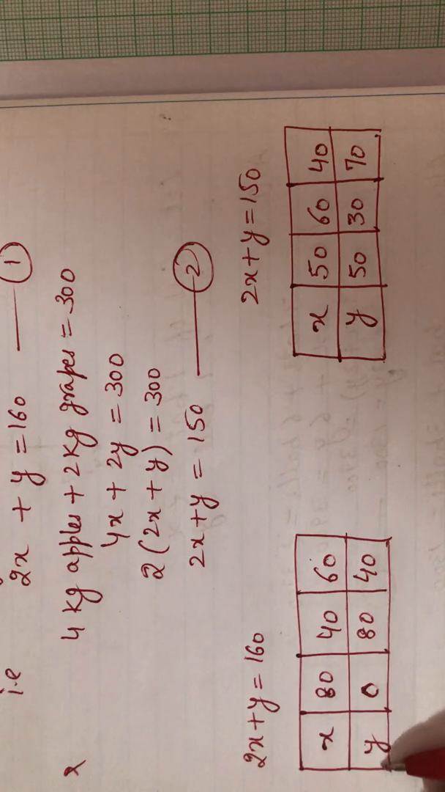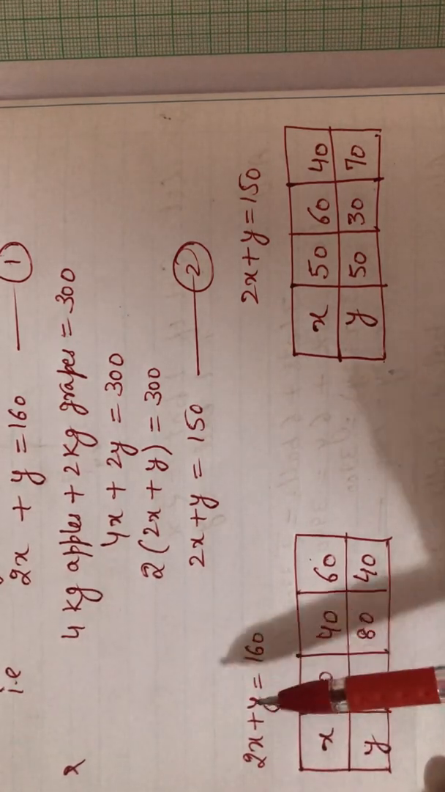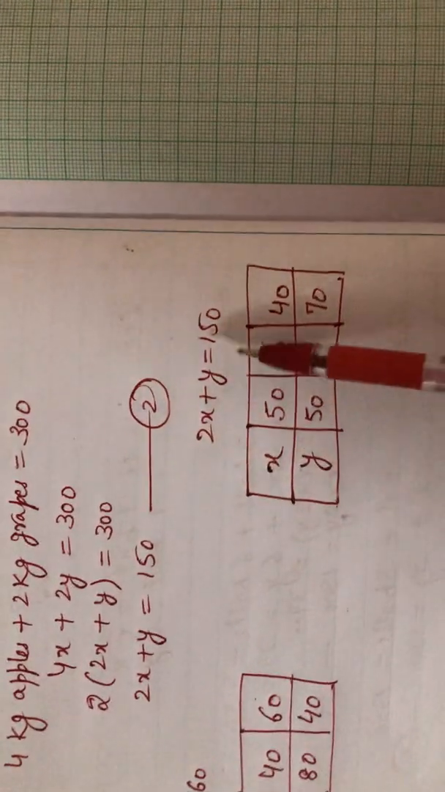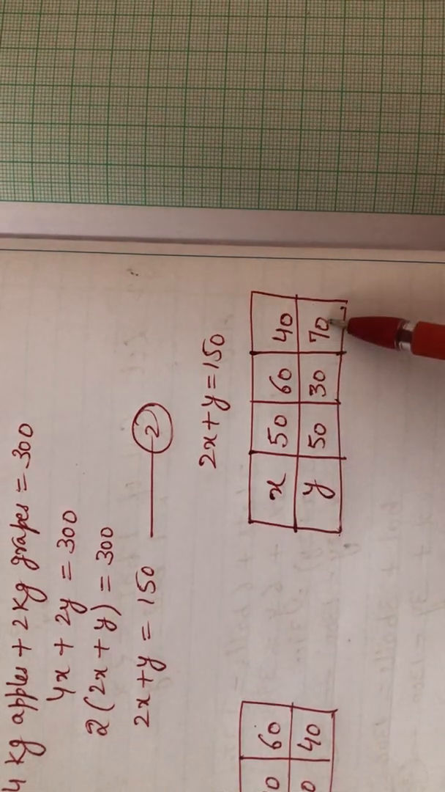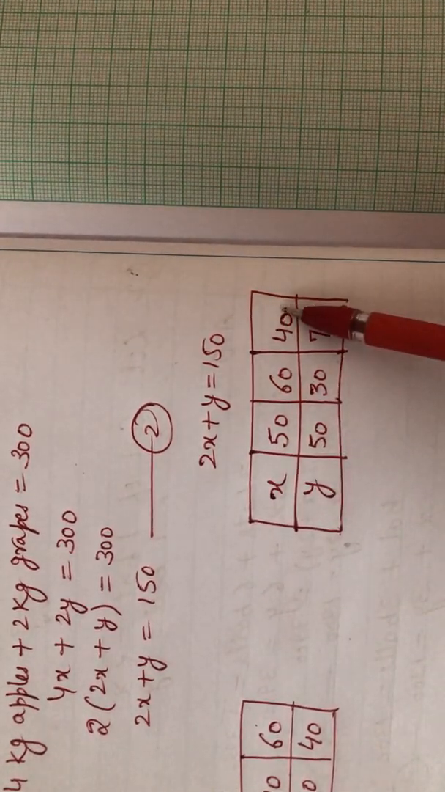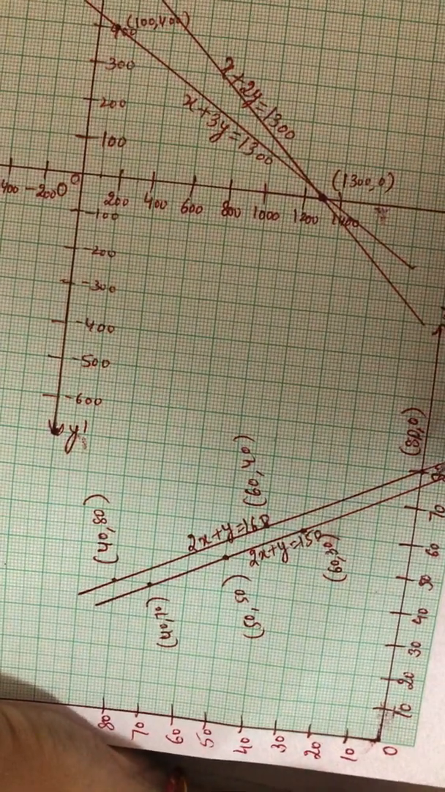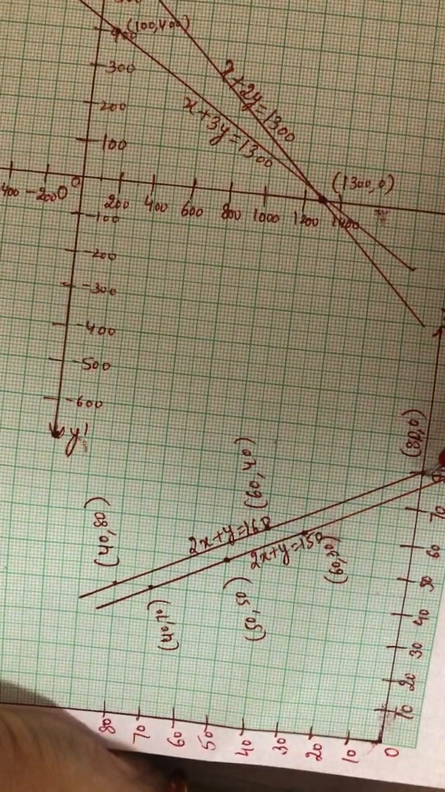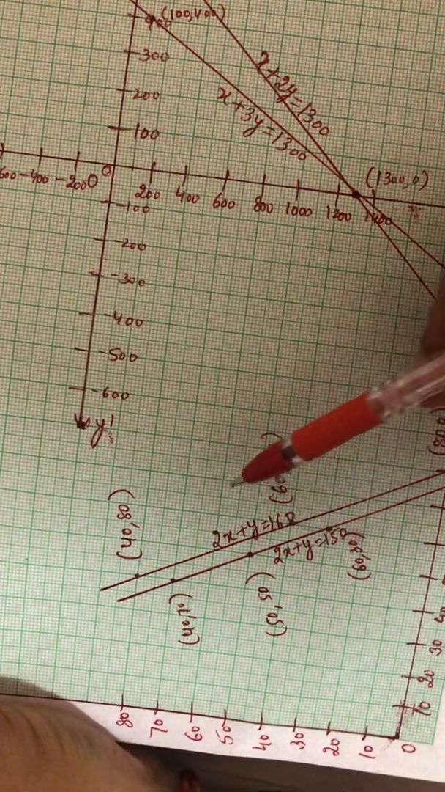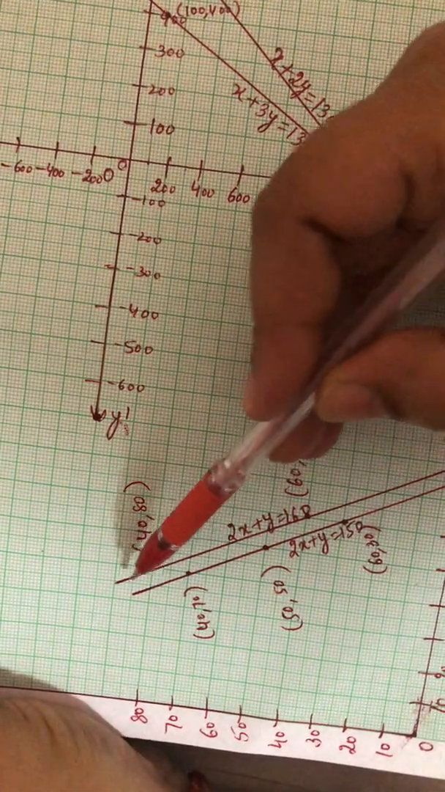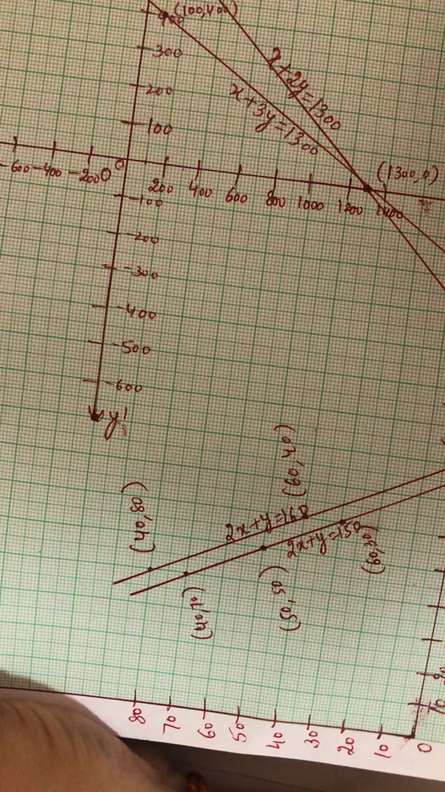Then we'll represent them graphically. So we'll put the values of y, we get the corresponding values of x. Similarly here, if we put the values of y, we get the corresponding values of x, and then we'll plot them on the graph paper like this, right? If x is 80, y is 0. If x is 60, y is 40. If x is 40, y is 80. So after joining, we get the graph of the first equation.